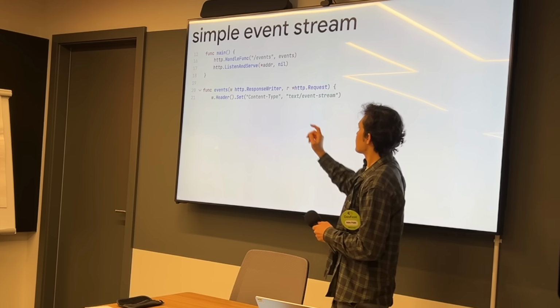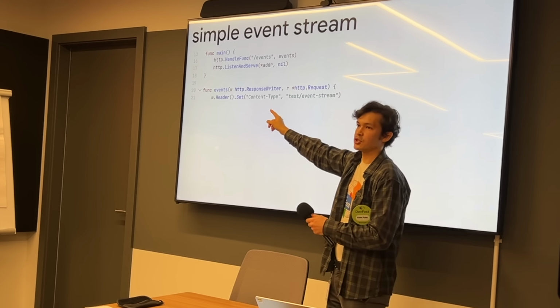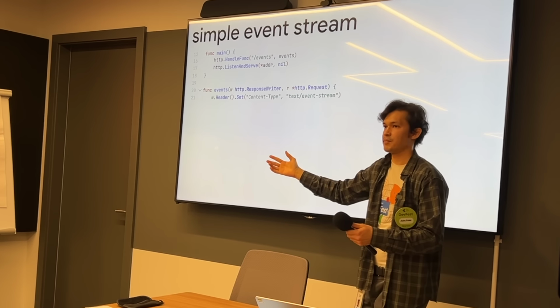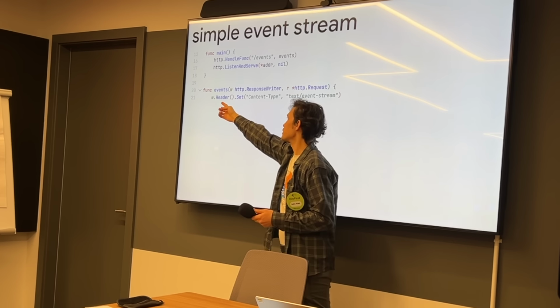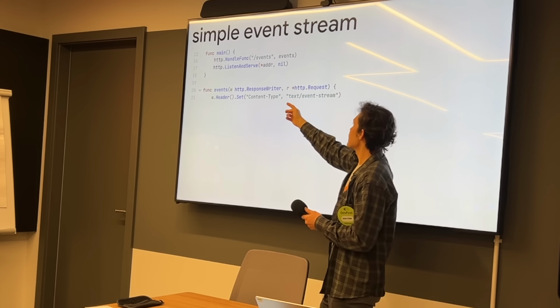And this is the first line you should write whenever you're streaming events. What does it say? It says we're changing the header. We're adding a header, adding content type as event stream.